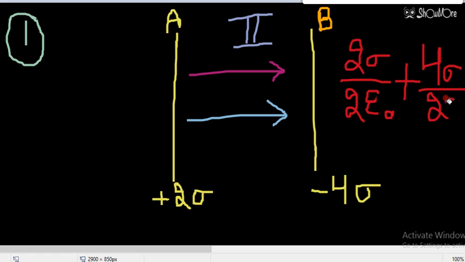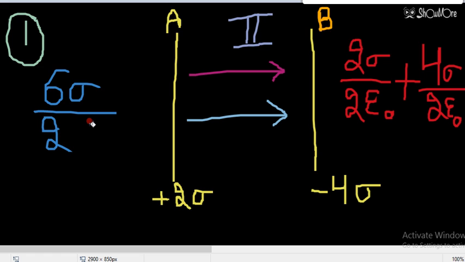So you can say the final, resultant electric field will be 6 sigma by 2 epsilon naught, and the final direction of the electric field in region 2 will be towards the right. So this is the direction, the net electric field direction will be along the right direction. So this is for region number 2.